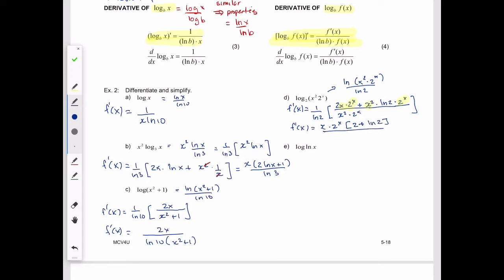Now in the denominator, we're going to have x squared. So we have ln of 2 times x squared times 2 to the x. Now the 2 to the x can cancel each other out. One of the x's cancel each other out. And then we get our final answer, which is going to be f prime of x is equal to 2 plus ln of 2 over x ln of 2.